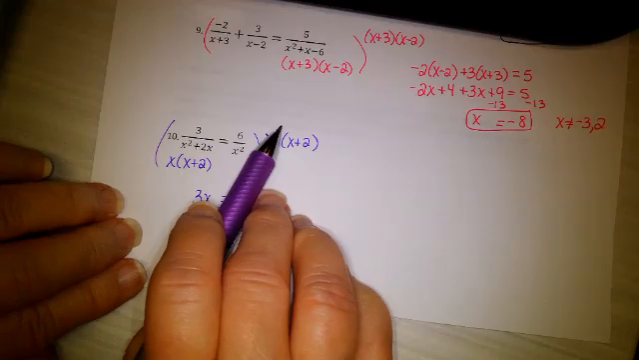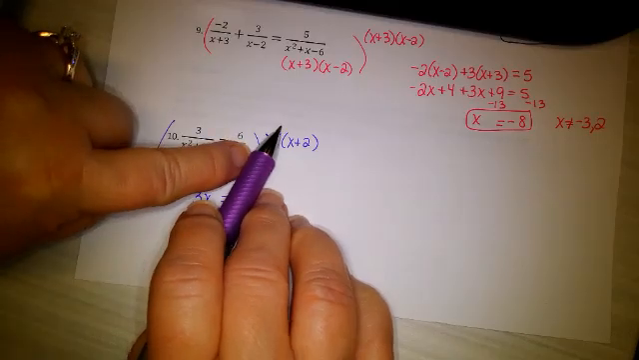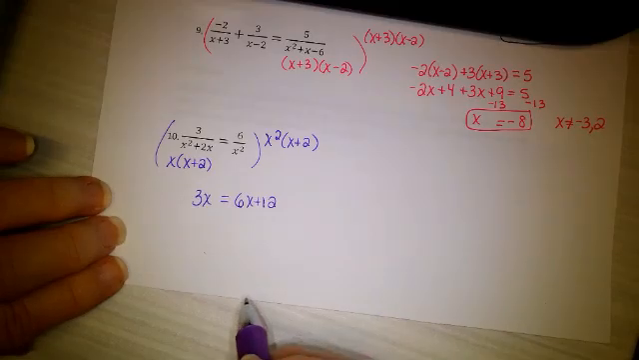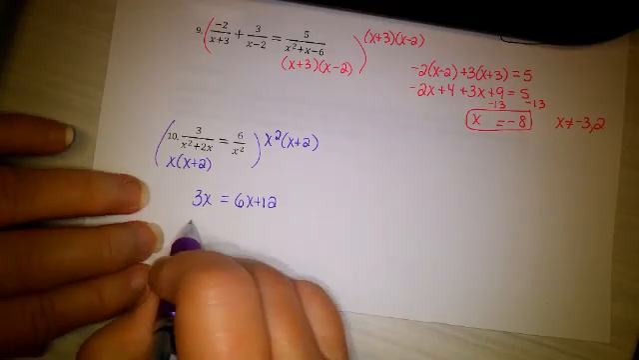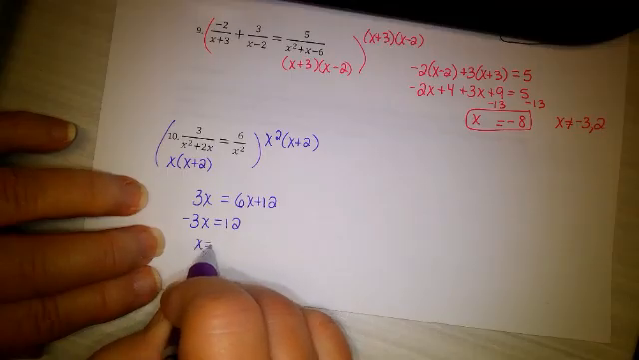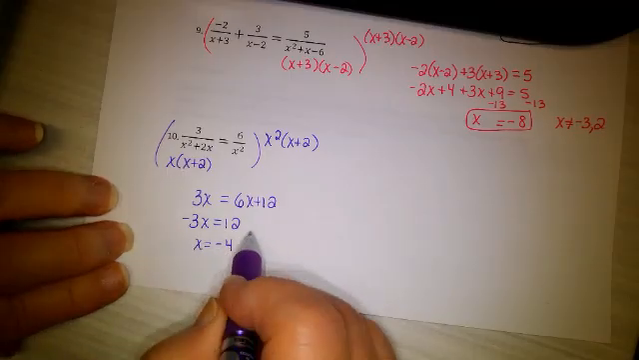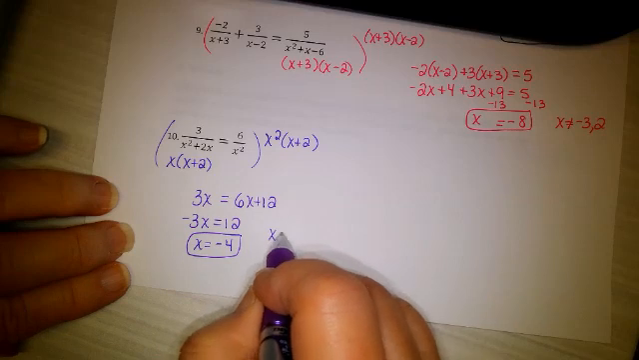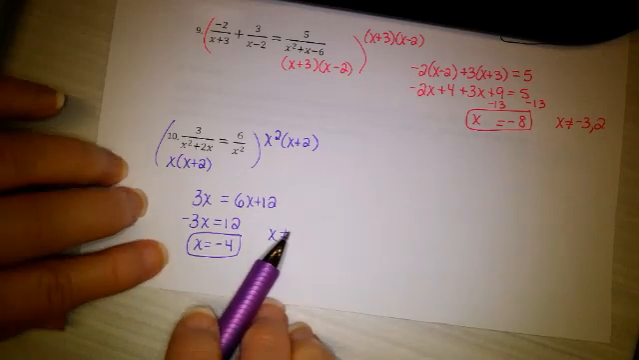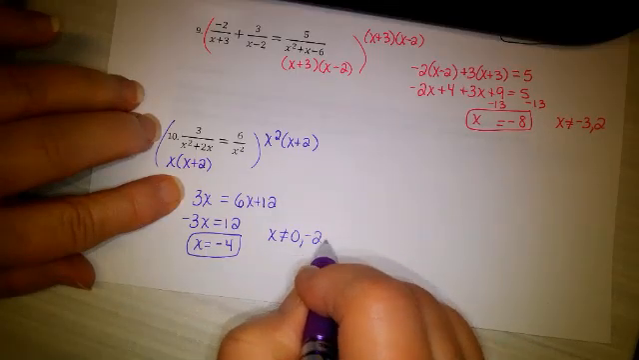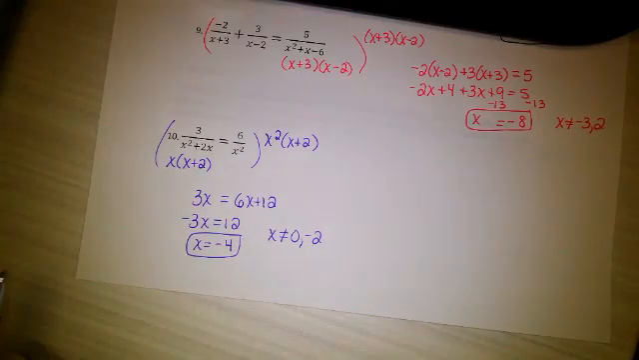Over here, x squared divides out and leaves me with 6x plus 12. So if I subtract 6 from both sides, I'm going to get x equals negative 4. Now let's check our restricted values to make sure we don't have any extraneous solutions. X can't be 0 and can't be negative 2. So my restricted values do not give me an extraneous solution. And that is it.